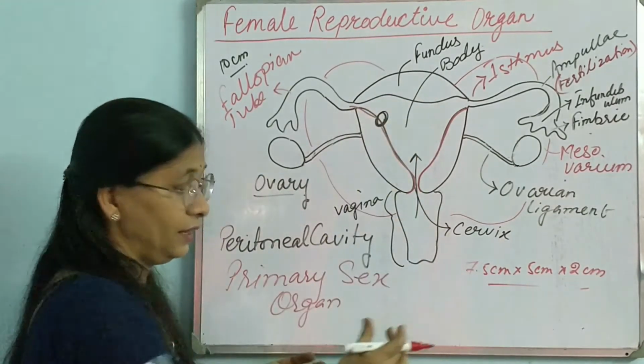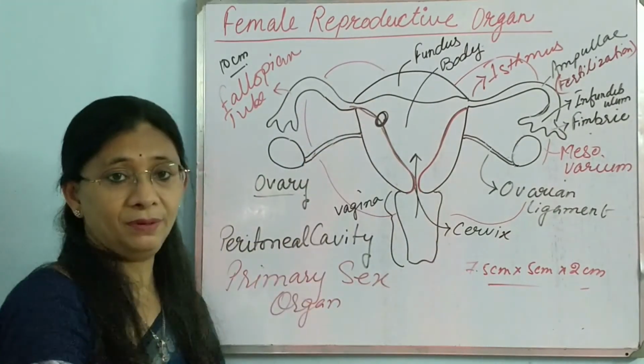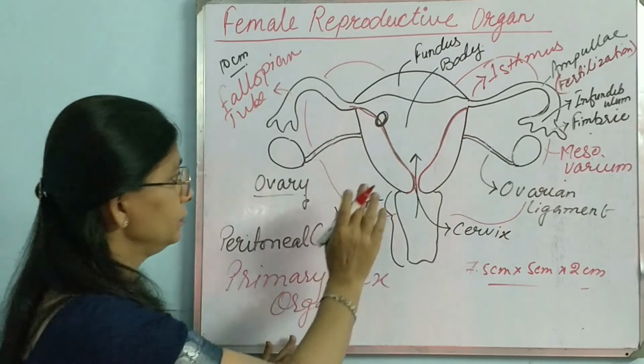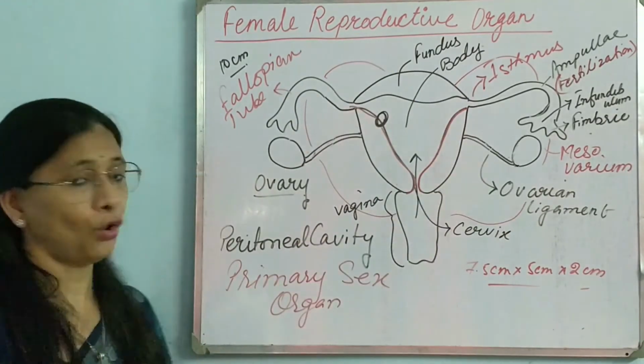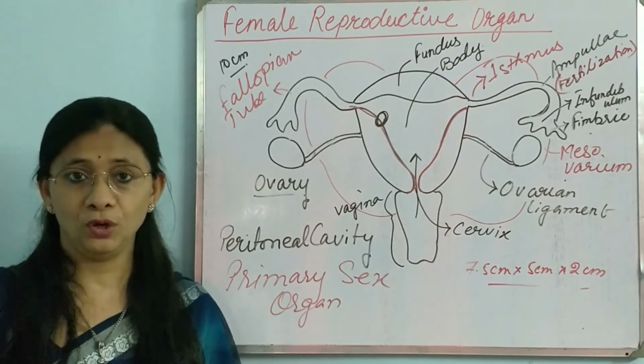Then we have the vagina, the function of which is to take sperm and also help the baby come out of the body. So this is, in short, the structure and function of the female reproductive organs. I hope you have understood.